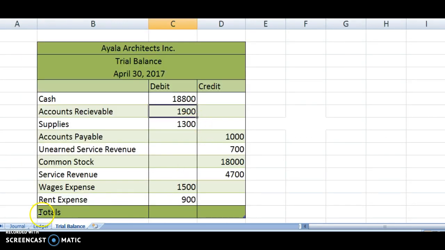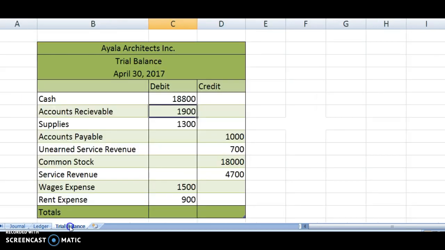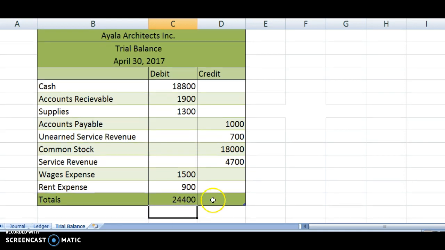Okay, so now that I have transferred everything from the ledger onto our trial balance, we just basically, whatever the balance was, we transfer it over here. Make sure that it is in the right column, the debit and the credit. Now what we're going to do is we add up all of our debits together, and that equals 24,400. And then the credits, we add all of those together, and once again we get 24,400.